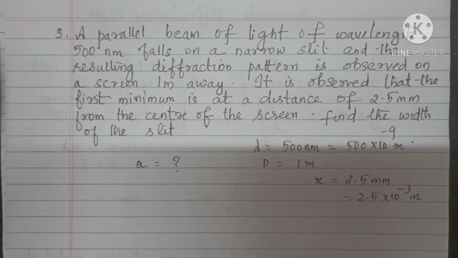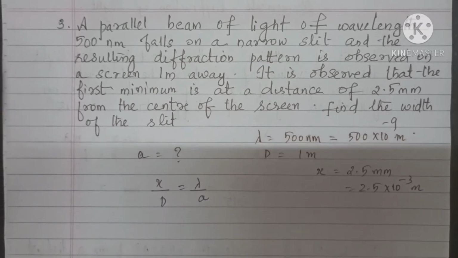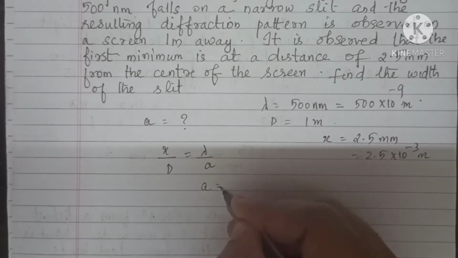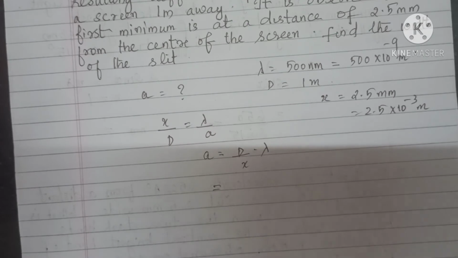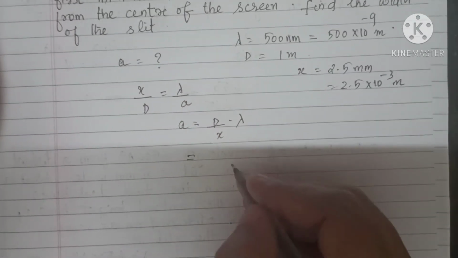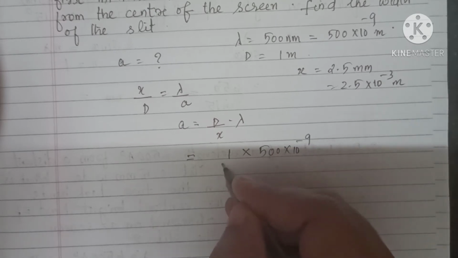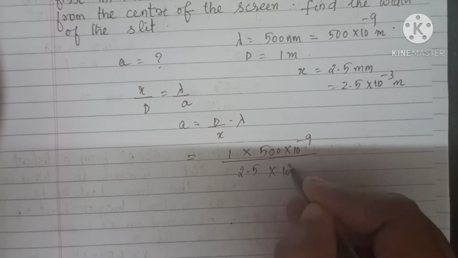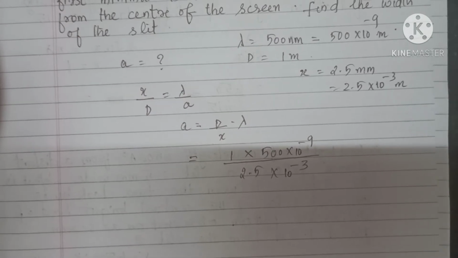Again you have the expression x by D is equal to lambda by a. Then you can directly move to a equal to, what is the expression? D by x into lambda. You can substitute the values. D is 1 meter, so 1 into lambda, which is 500 into 10 power minus 9, divided by, what is x here? x is 2.5 into 10 power minus 3.